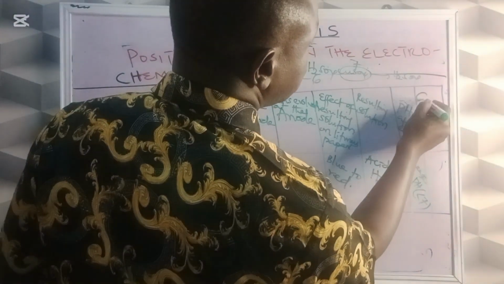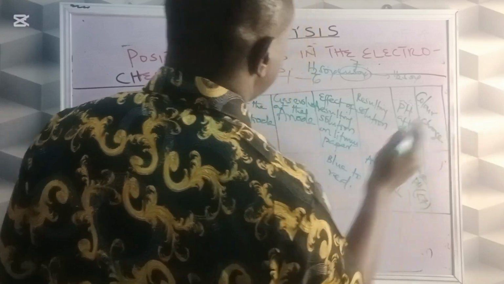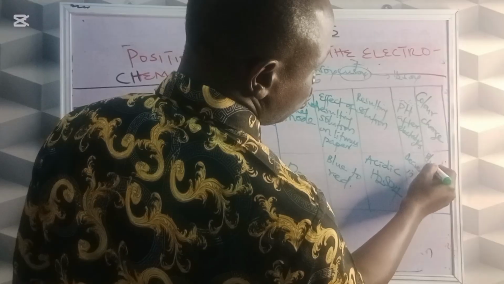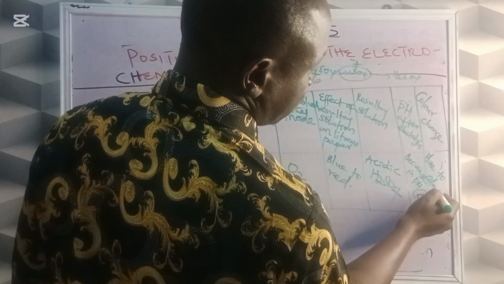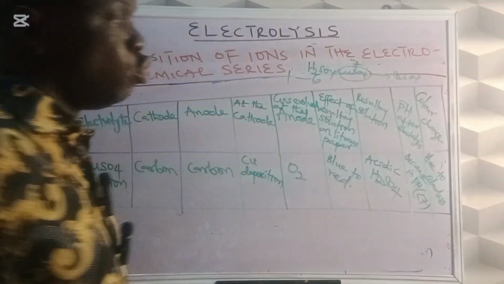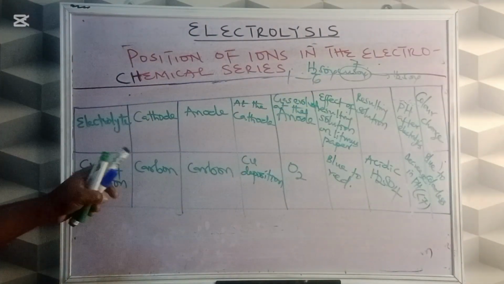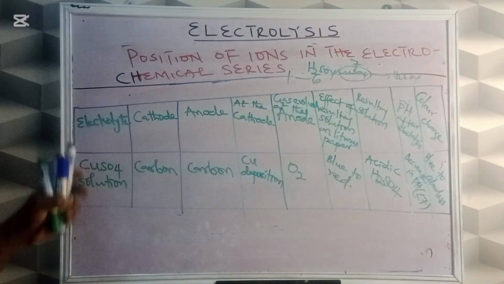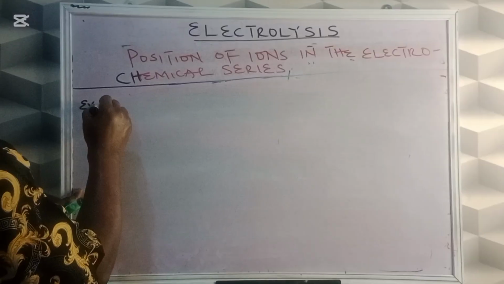Is there any color change? Let's see color change. Yes. Copper(II) sulfate is blue, changing from blue to H2SO4, which is colorless. We change from blue to colorless. This is the summary of electrolysis of copper(II) sulfate using carbon electrodes. Example 3.